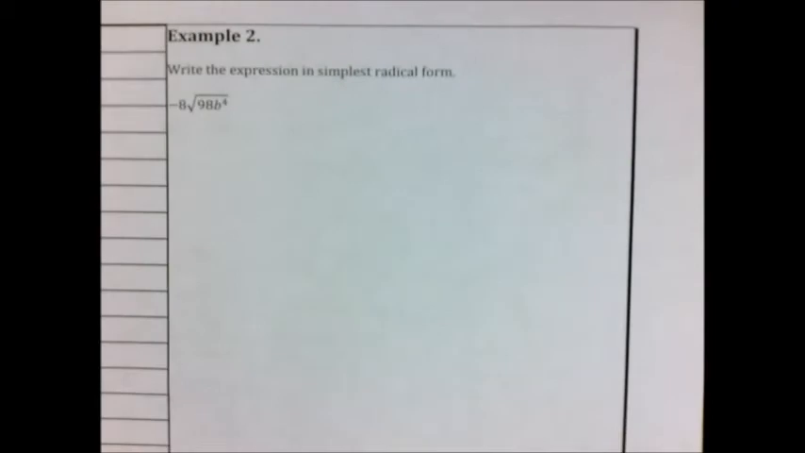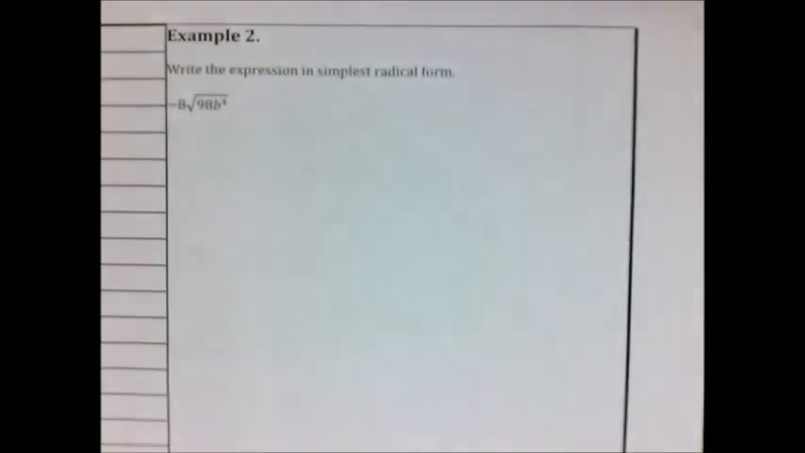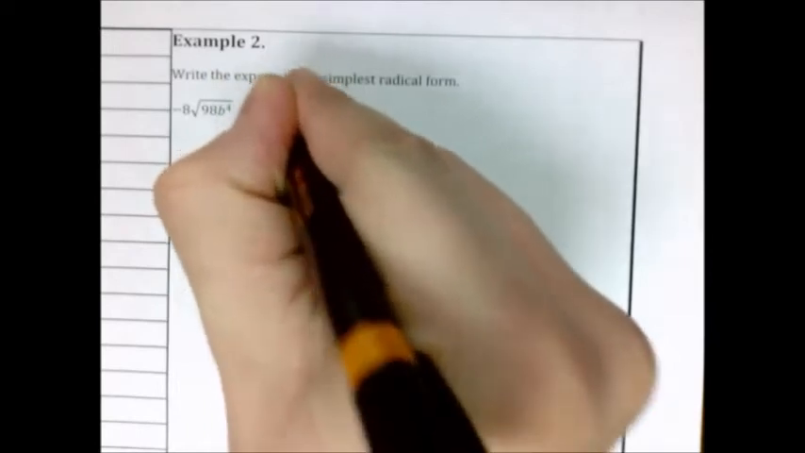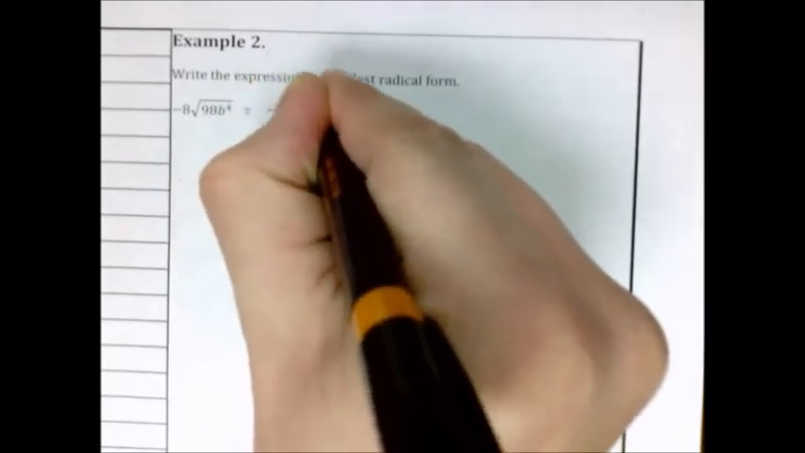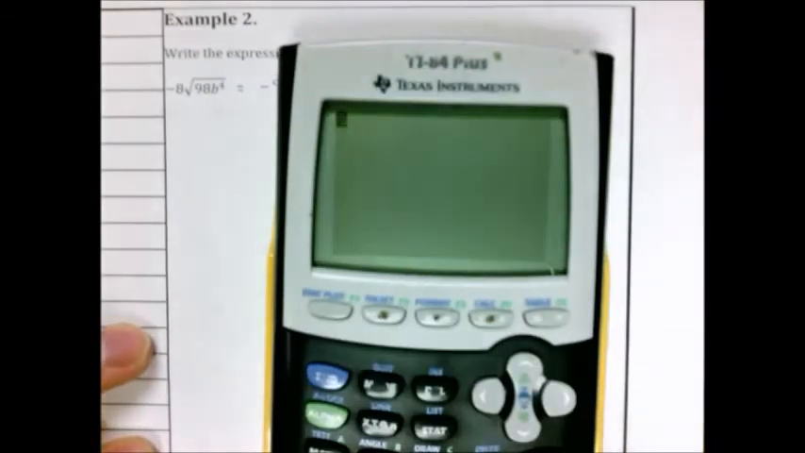Alright, example number 2 asks us to write this next expression in simplest radical form. This one's a little bit harder to think of. This one even took me a little bit to figure out what that perfect number was that we could multiply by. So let's go ahead and rewrite this out. We have this negative 8, and we're going to multiply that by one square root. What's one of those perfect numbers? Let's try this. Does 4 go into 98? 98 divided by 4 doesn't work, right?